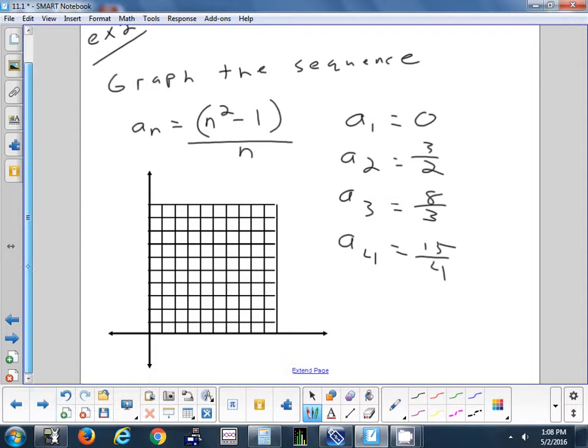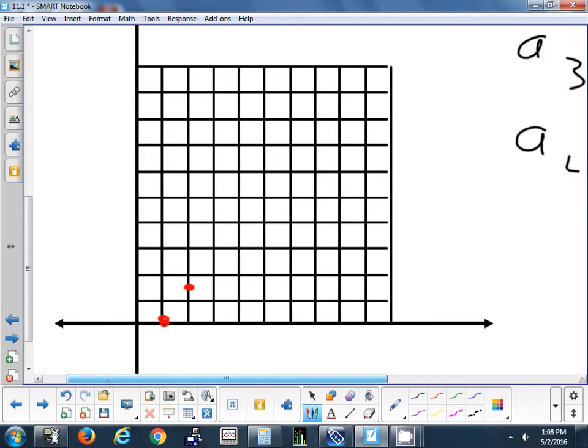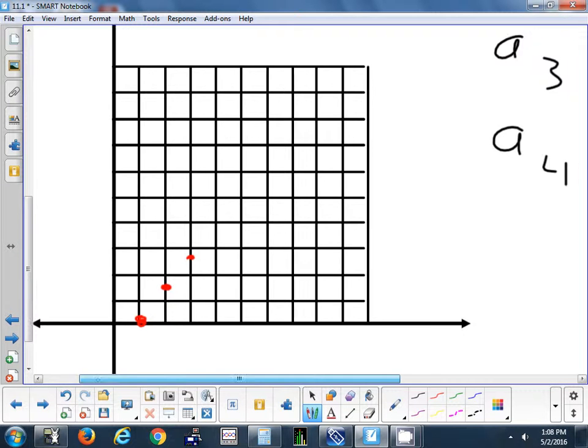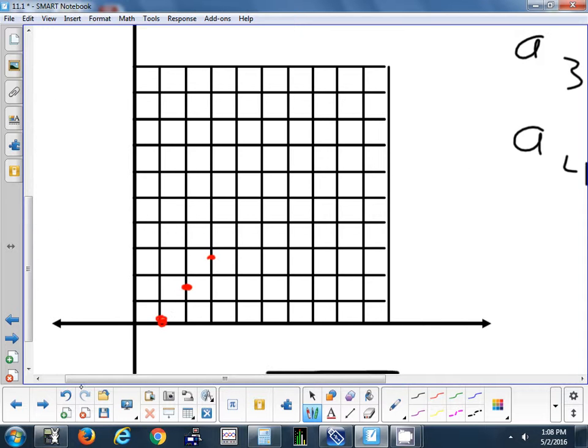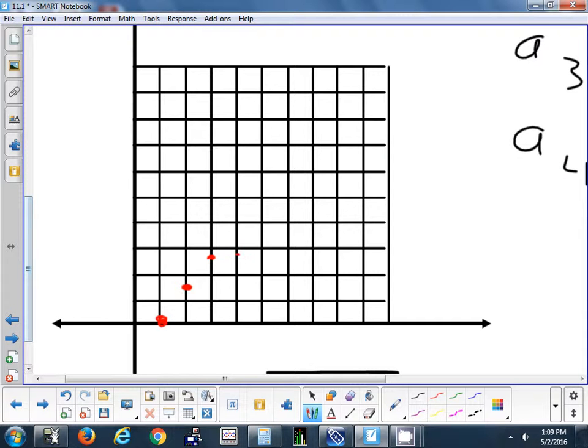And now we'll graph them. So the first term is 0. The second term, 1.5. Let's make it a little bigger. Third term is 8/3, which is 2.6 repeating. So notice, and I'm trying to show each time I graph a dot, it's getting closer and closer to that next number. 15/4, 3.75. Oops. So 1, 2, 3.75.